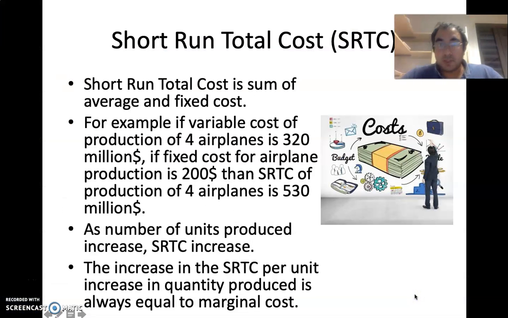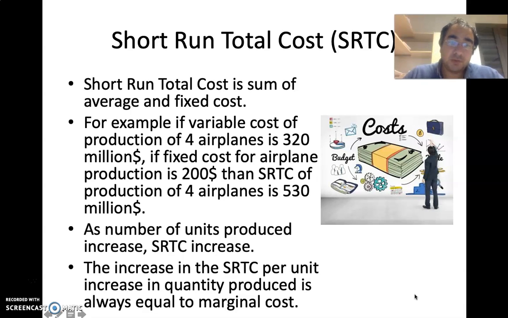Well, let's start with the short-run total cost. We have finished the part where we have described the average variable cost. In case of short-run total cost, basically, we just need to add the fixed cost to the variable cost. So if variable cost of producing 4 airplanes is, for example, $320 million, while fixed cost is $200 for airplane. Actually, I mean here I have made a mistake.